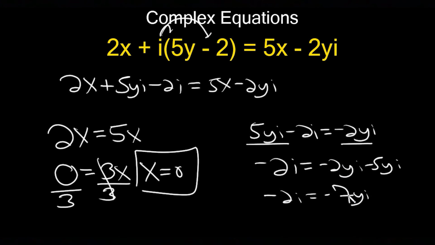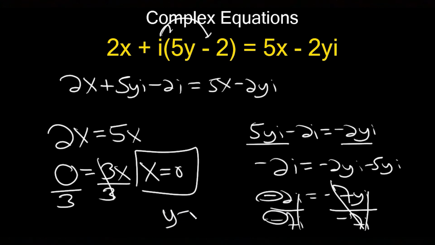And then from here, I want to solve for y. So I'm going to divide both sides by negative 7i, right? And so as always, the i's will cancel out. My negative 7s will cancel out. Same thing over here, my i's will cancel out. Now I'm dividing by two negatives here and here, so the end result will be positive. So y is going to be equal to 2 over 7, and we're done.